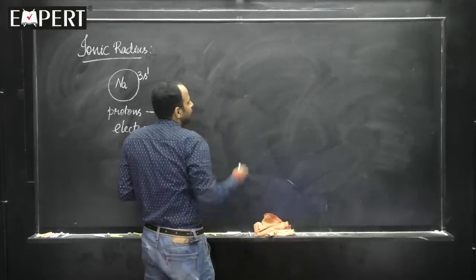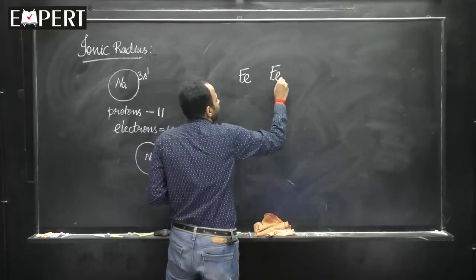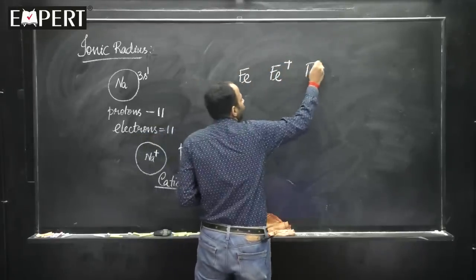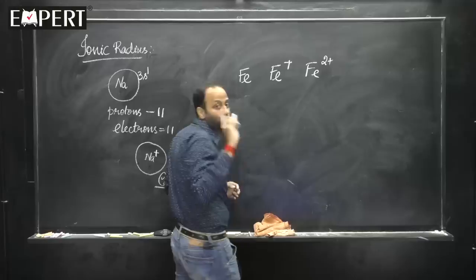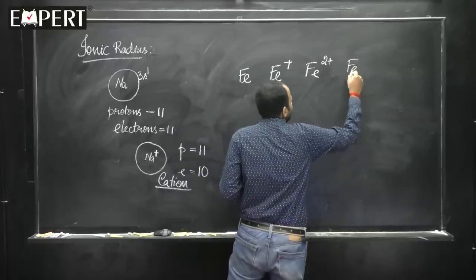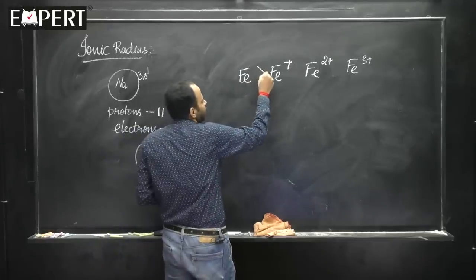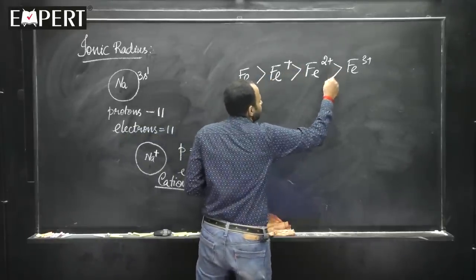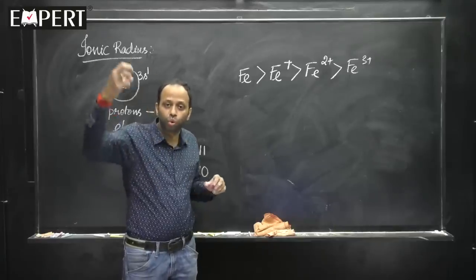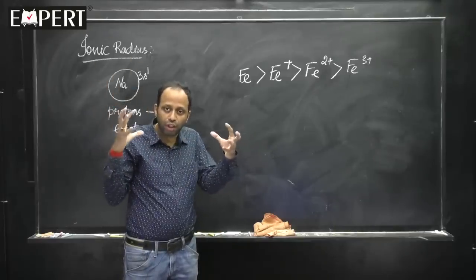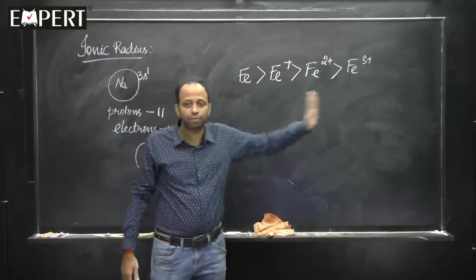Now, what about in this case? I will take iron plus, I have removed how many electrons? 1 electron. Here, how many electrons have I removed? 2 electrons. Here, how many electrons have I removed? 3. So, what will happen to the size or the ionic radius? Does it not decrease? Why? Because the more electrons are removed, the force of attraction or the effective nuclear charge will increase, due to which the size of the cation goes on decreasing.